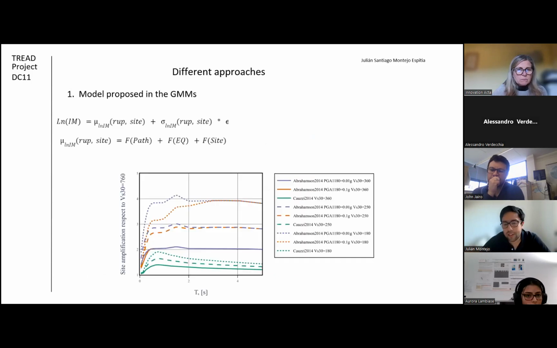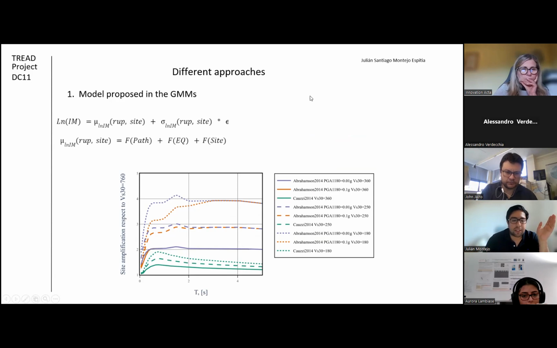As expected, the first approach we are using here is the site terms of the ground motion models. The ground motion models let us calculate the shaking, an intensity measure, for example spectral acceleration, given a rupture and a site. They include, as I told you before, the effect of the soil at the site, but in many cases it's a very simplified approach using proxies such as Vs30. And here I have an example.